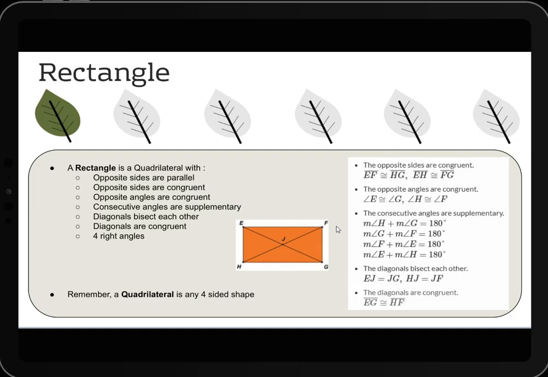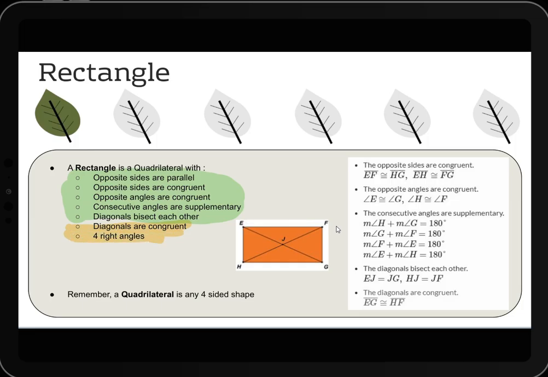Many of the properties are properties of parallelograms. So, for example, if you read the first 5 bullet points that we have here, those are all representative of properties that a rhombus and a square have as well. However, if you look at the last 2, those are unique to the rectangle.